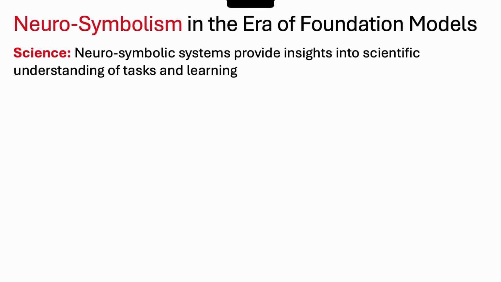And I will show you why this kind of idea is still very, very important and actually very useful, especially for academic research. First of all, so far I've been showing neuro-symbolic more like an algorithmic framework to help you achieve some particular application. But there's a lot of scientific aspects about it. Basically, neuro-symbolic systems provide insights into the scientific understanding of tasks and learning.